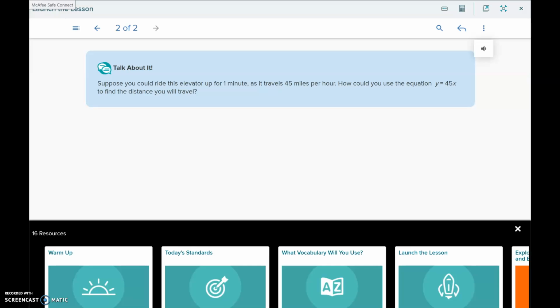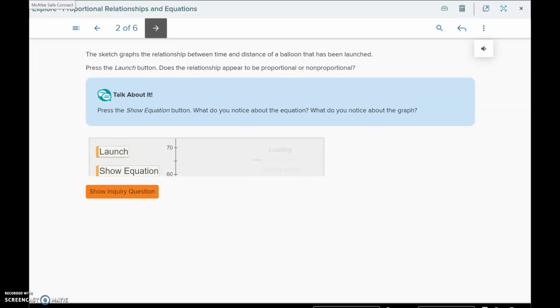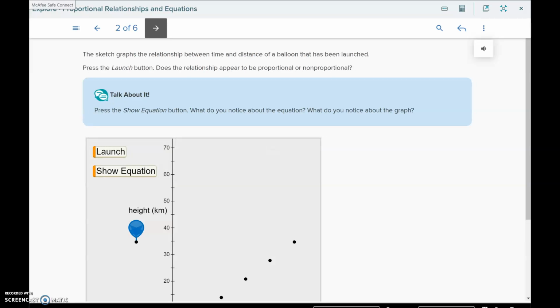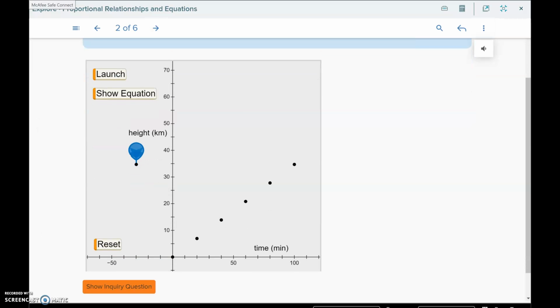So let's go on into, I hit the wrong button, our next resource, exploring equations. If it'll load. All right, so now we're going to look at proportional relations and equations, and we're going to use the web sketchpad for this. So let's go. The sketch graphs show the relations between the time and distance of a balloon that has been launched. Press the launch button. So let's see if this appears to be proportional or non-proportional. Let's reset this. So launch.